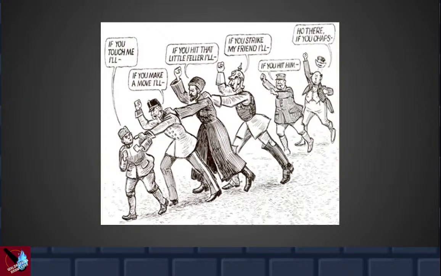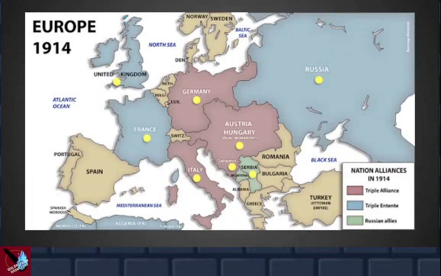if you touch me, I'll blank. If you make a move, I'll blank. If you hit that little feller, I'll blank. If you strike my friend, I'll blank. I showed this one in class. And this cartoon is a good way to illustrate the entangled alliances concept through political cartoons, because it's dragging in all these different people of different nationalities, and you can tell by the way they're dressed. That's just a map of the different alliances that pop up at this time period.